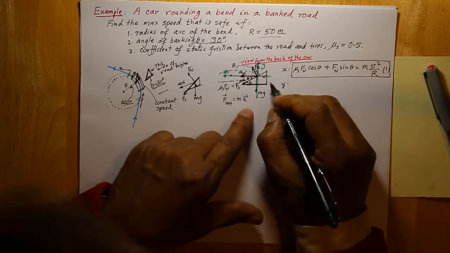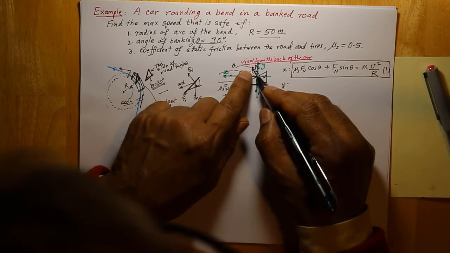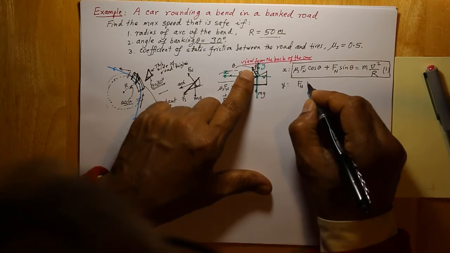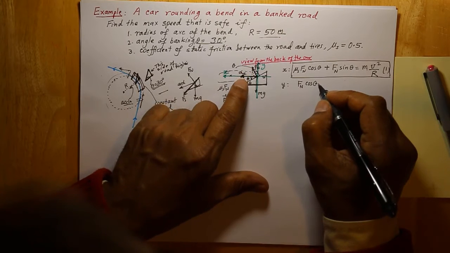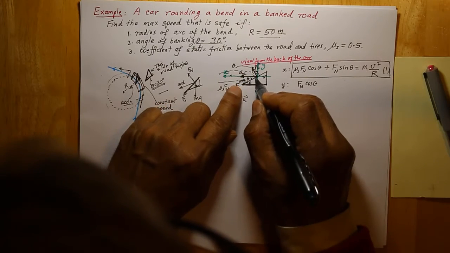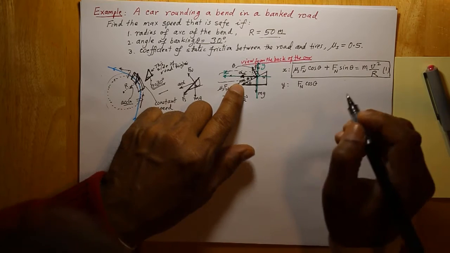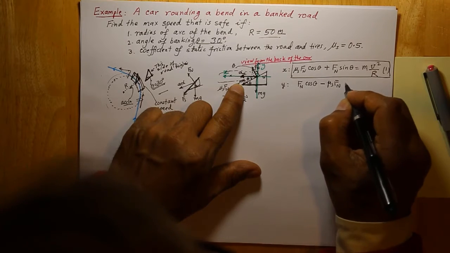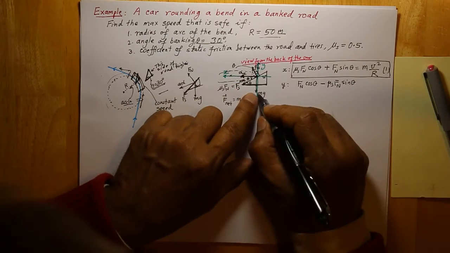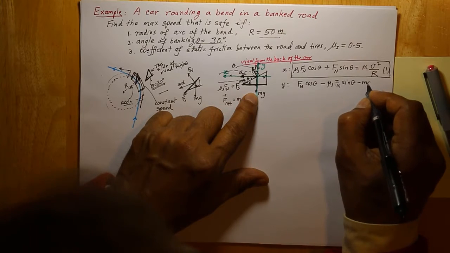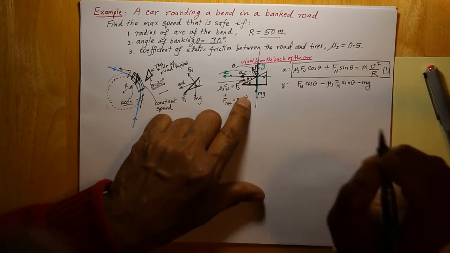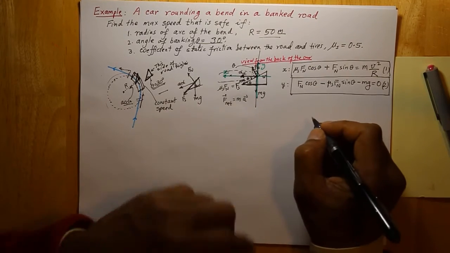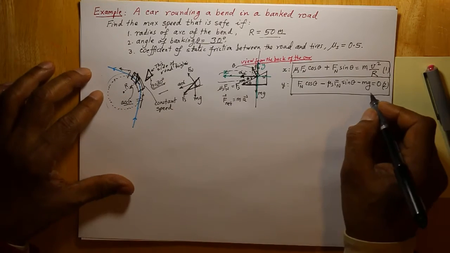The y equation will have Fn. It's not along the y, it's adjacent, so it's going to be Fn cosine theta. And then this guy will also have a component, but it's negative, mu s Fn sine theta, and then weight will be negative, minus mg. But there's no acceleration along this direction, so I'm going to get equal to 0. So these are two equations. We can try to solve it.